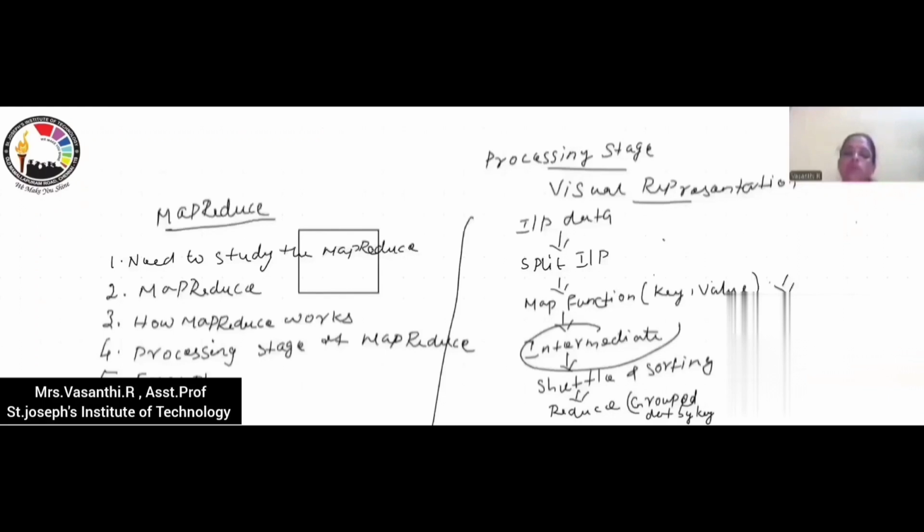The next one is shuffling and sorting. According to their alphabetical order, the key, value pairs are arranged. Next one, the reducer function. In the reducer function, the sorted key, value pairs are grouped by the key. Finally, it produces the final output. So this is the workflow of the MapReduce concept.